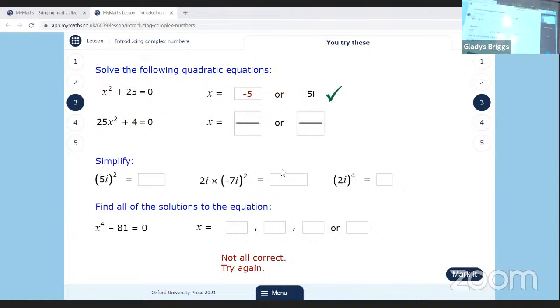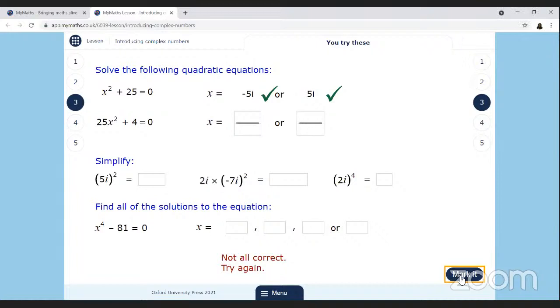Minus 5i and 5i. Should we try minus 5i? I don't know. Yay! All right, so at least we've done one. Does everybody else know how we did it? Should I do it? I can't do it here, so let me see if I can annotate.